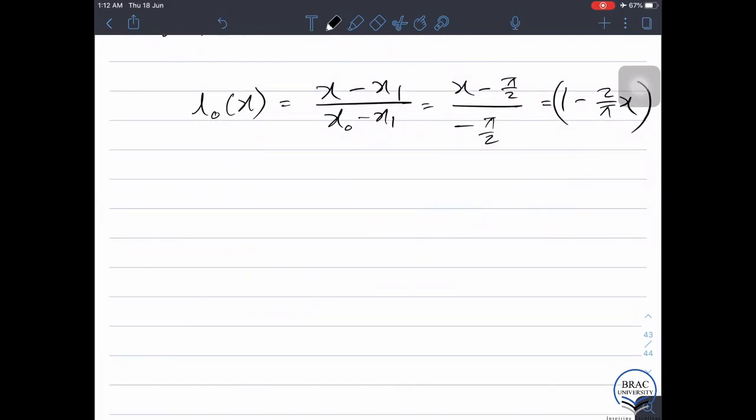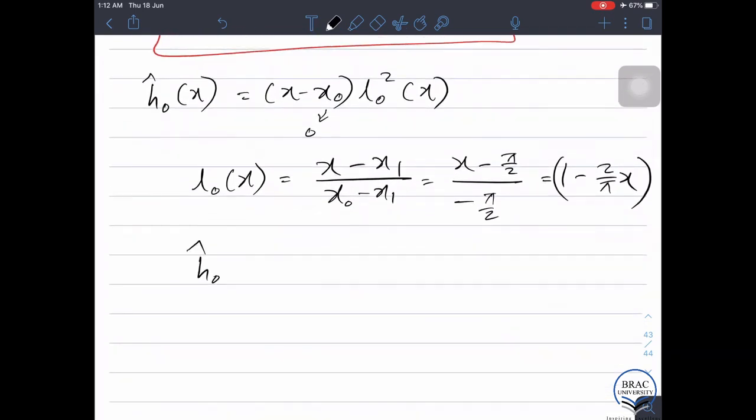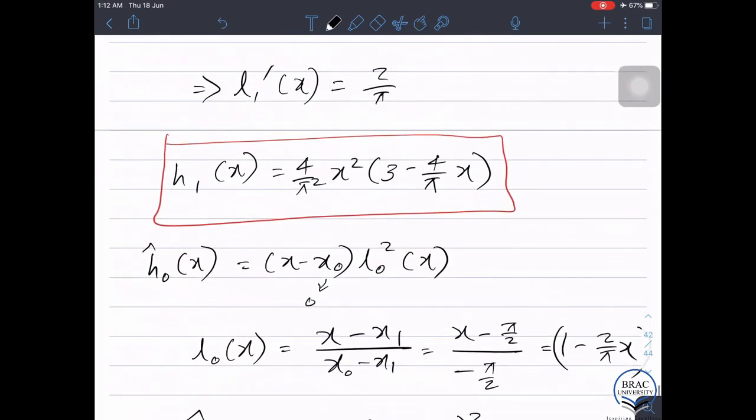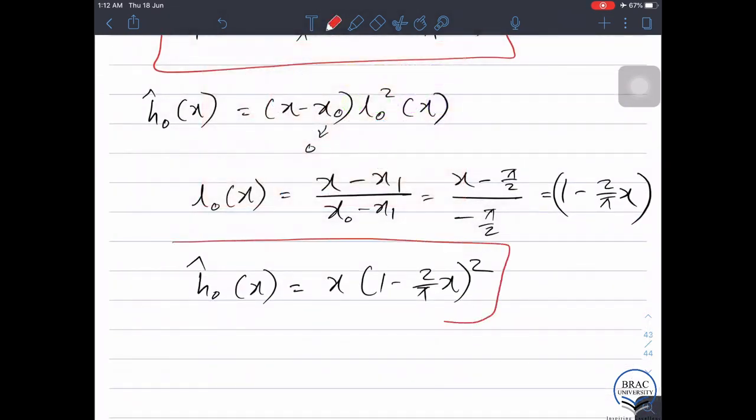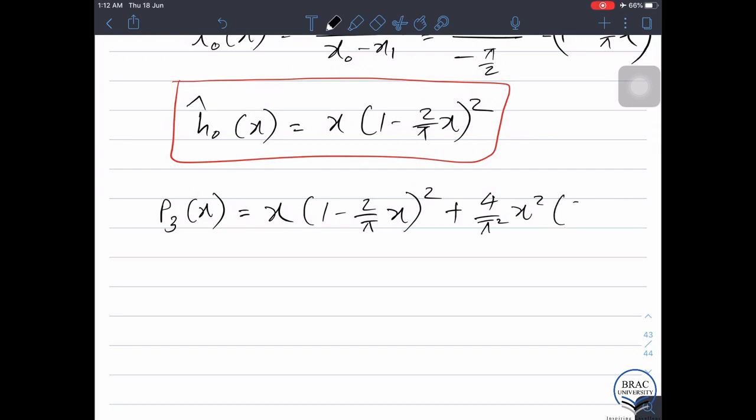Now you plug it back in this formula, and put x0 is equal to 0. Then you get h0 hat of x is equal to x times (1 minus 2 by pi x) whole square. So if we add these two red boxes, we will get the polynomial. And my polynomial looks something like this: P3 of x is equal to x (1 minus 2 by pi x) whole square plus 4 by pi square x square (3 minus 4 by pi x). Alright, so we have got our polynomial.